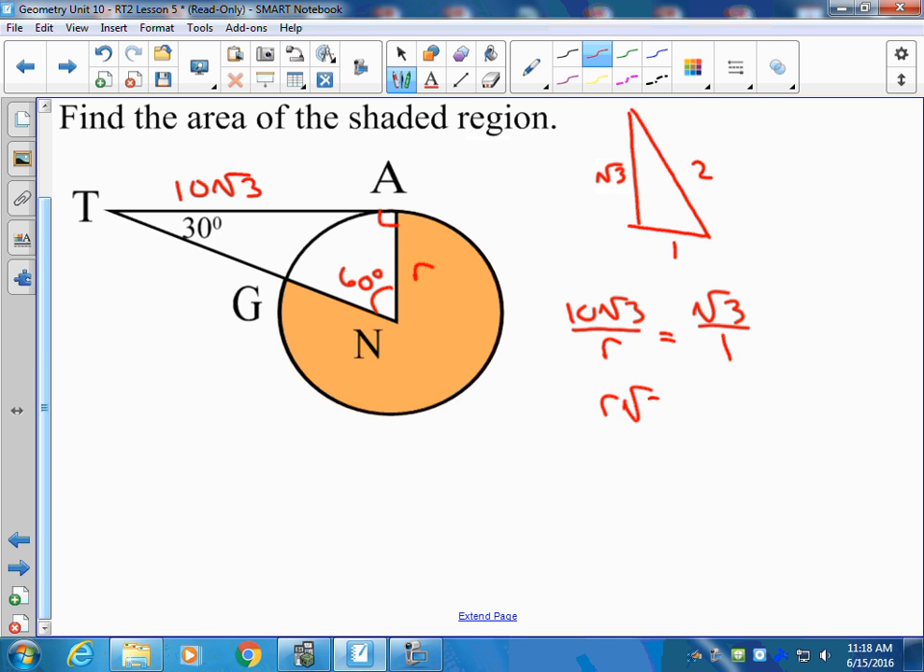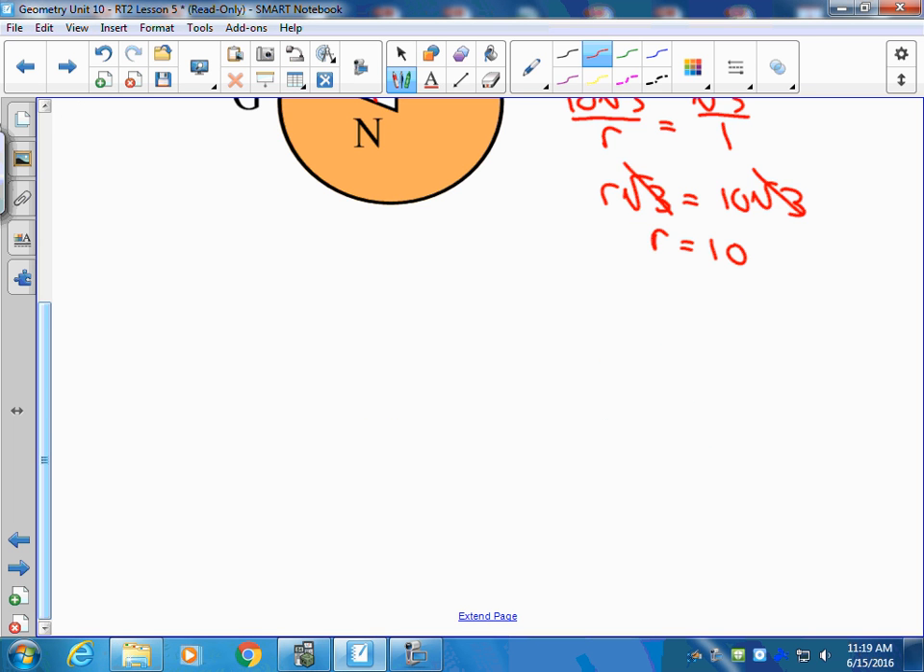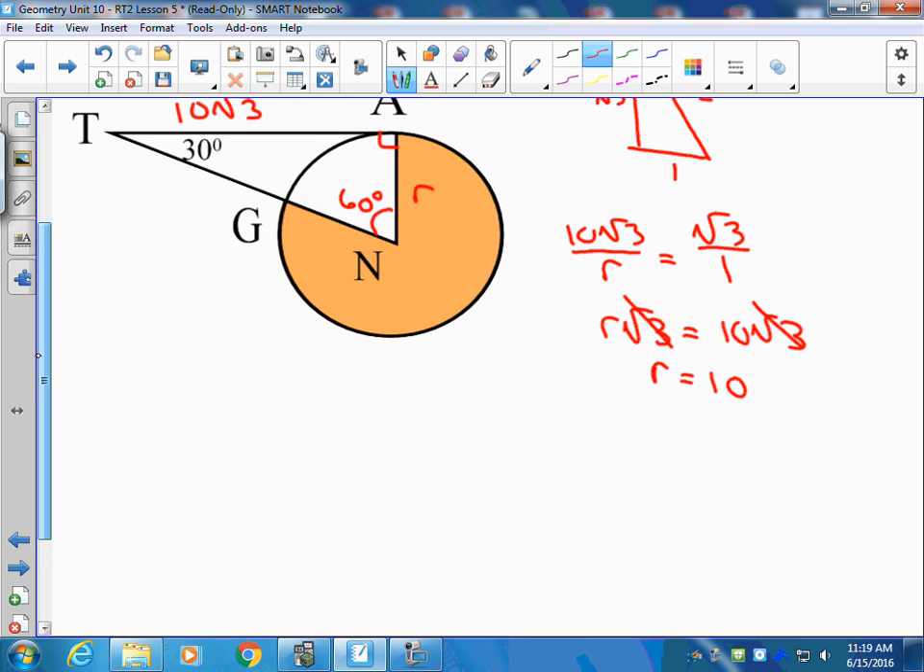We've got r square root of 3 equals 10 square root of 3. Since they both have a square root of 3, we can divide that off, and we find out in this case that the radius is 10. Okay, now we're going to use equal proportions as well to find the area of the shaded region here.